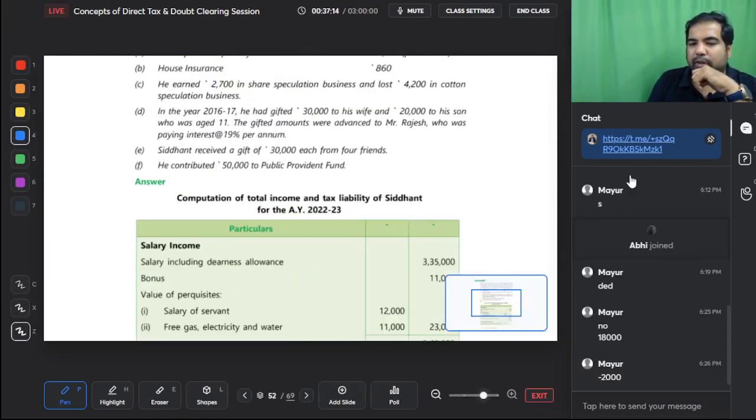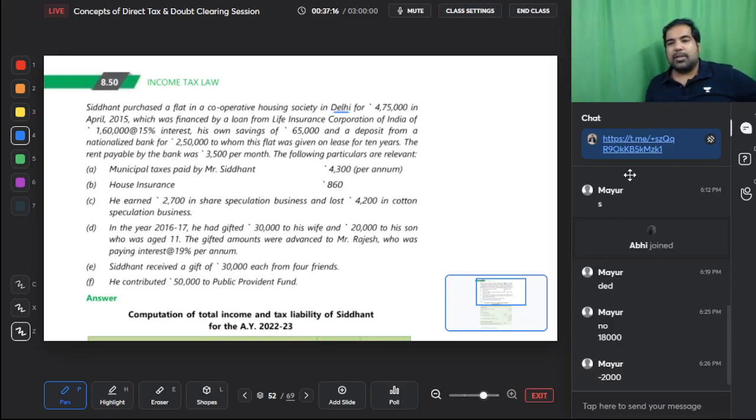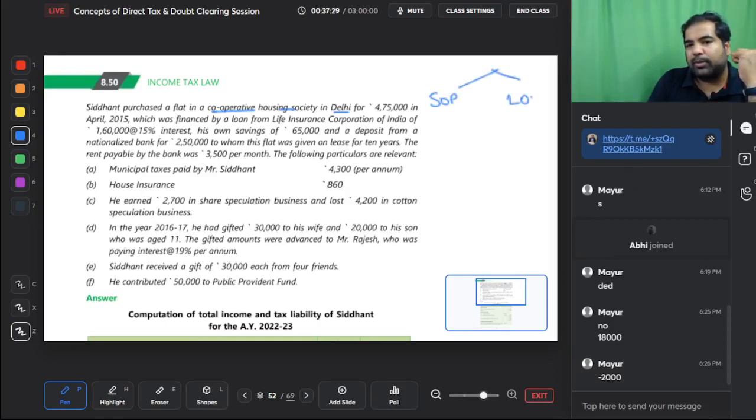Alright, so you will write a working note why you did not take 80GG: because you have rented a house and you have bought a house in the same city. Siddhant purchased a house in a cooperative housing society in Delhi. Guys, whenever you purchase a house, it will either be SOP or it will be LOP, one of them. So we'll have income from house property as well. If it's SOP, you'll have only 24B. I don't even know what he's done with this house, but I'm just assuming it can be only SOP or LOP or a mixture of both.